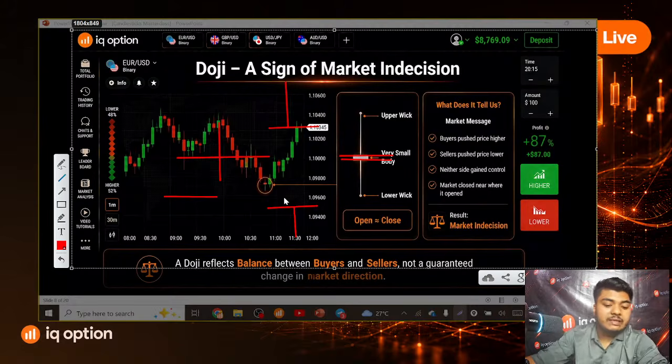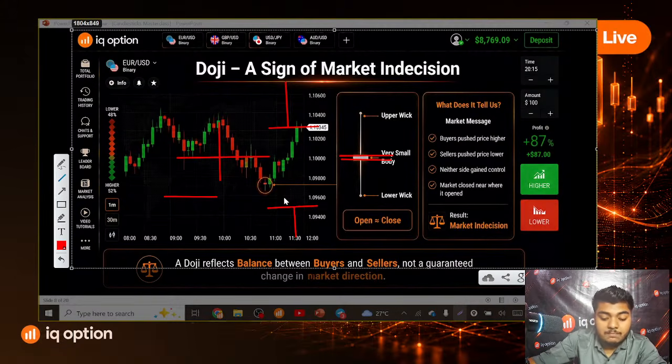A doji simply tells us that buyers and sellers were evenly matched during the trading period. So buyers tried to push the price in the upward direction, but sellers pushed it back lower. But by the end of the session, neither side had gained clear control. So this is why a doji is often called a candle of indecision.